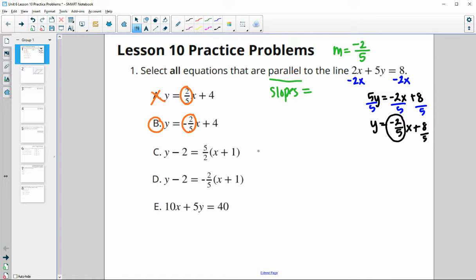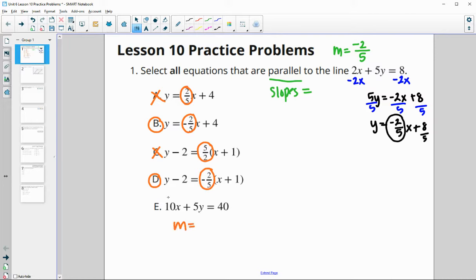This one is in point slope form, so y minus the y coordinate equals the slope times x minus the x coordinate. So the slope is positive 5/2 here, which is not the same as negative 2/5. This one, the slope is negative 2/5, so that one is parallel. And then we have another equation in standard form.